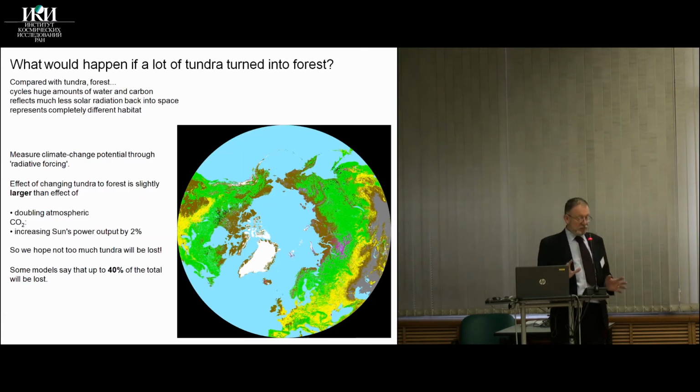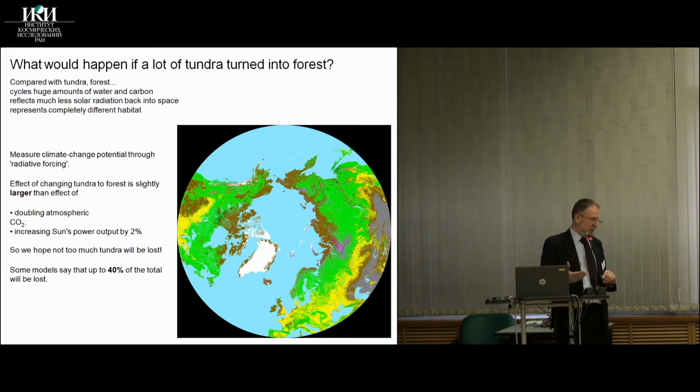So, if a lot of tundra turned into forest, as we said, compared with tundra, forest cycles huge amounts of water and carbon, reflects much less solar radiation back into space, represents completely different habitat. Those are the physical differences. What would the implications be?